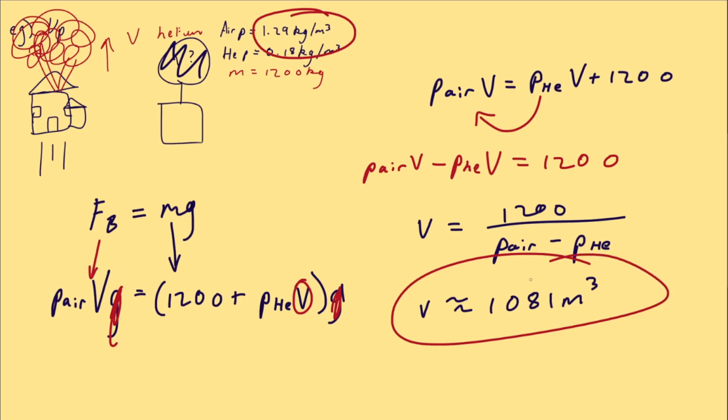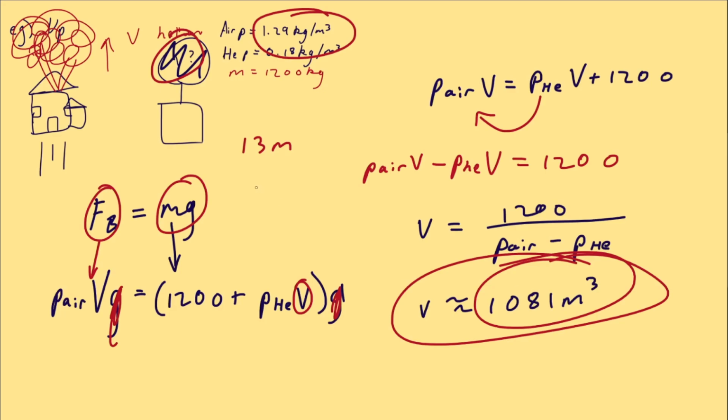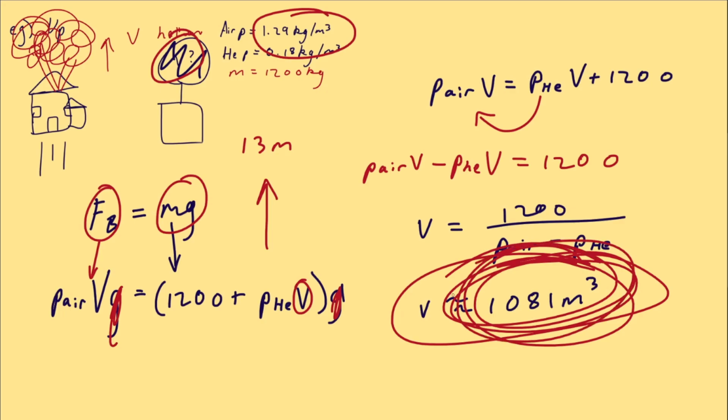How big would this balloon have to be? To have this much helium, it would need to be roughly 13 meters wide. But this is when the buoyant force is equal to gravity. So if we wanted to actually fly and lift off the ground, we're going to need more than this. Anything more than this will start flying.